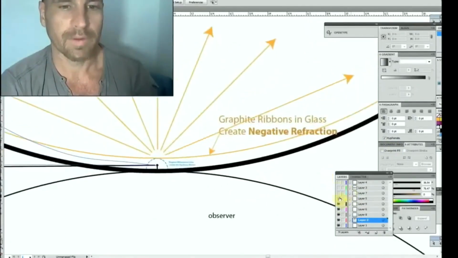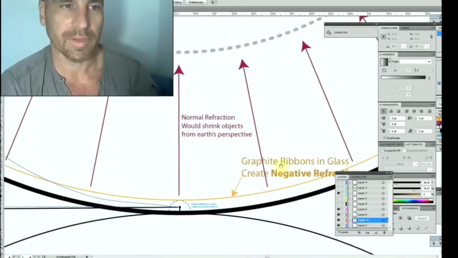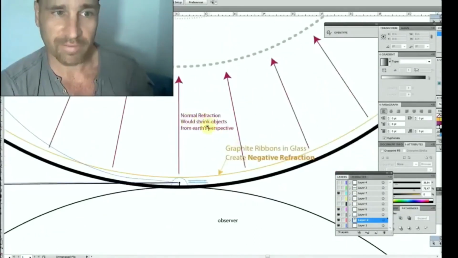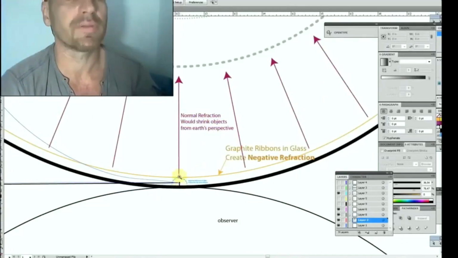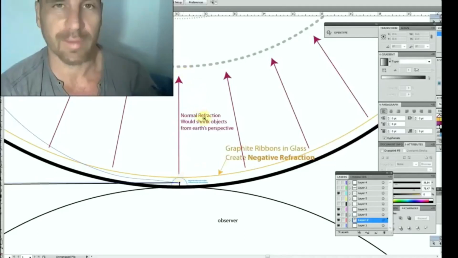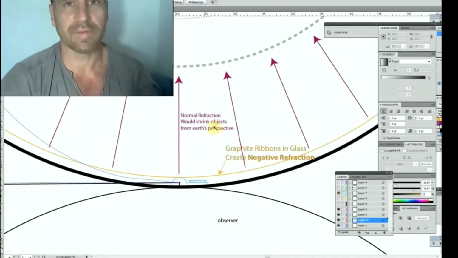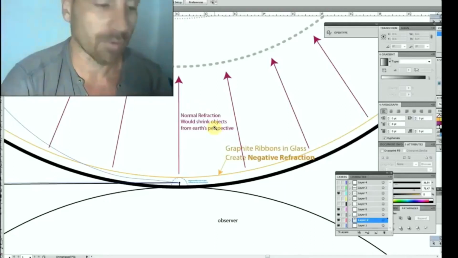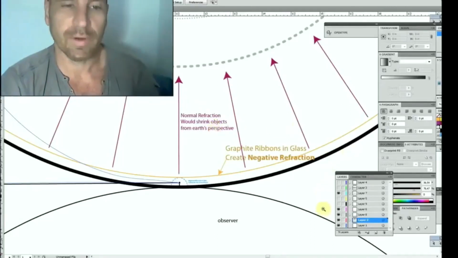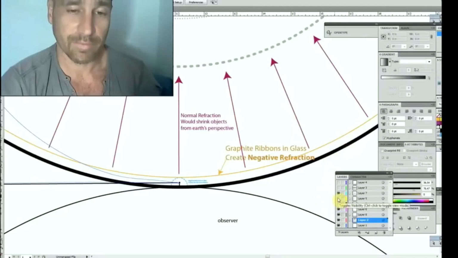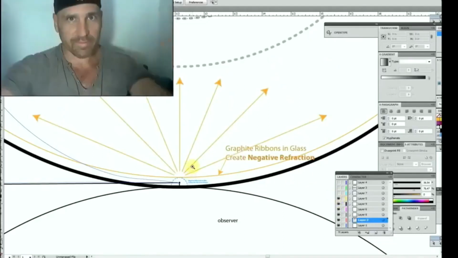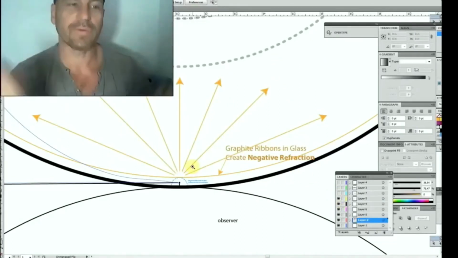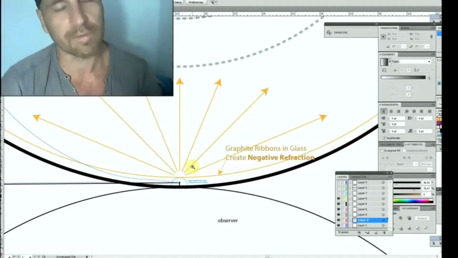Okay. Now normally, these purple arrows, that's a normal refraction. It would shrink objects from Earth's perspective. So if you're down here, looking up into the sky, it's shrinking the heavenly objects, giving the normal indications of normal refraction. However, because of the graphite ribbons within the glass sky, it is actually inverting the sky, so it's diverging outward toward you. And that's also why I believe we get the sun and moon illusion at the horizon.